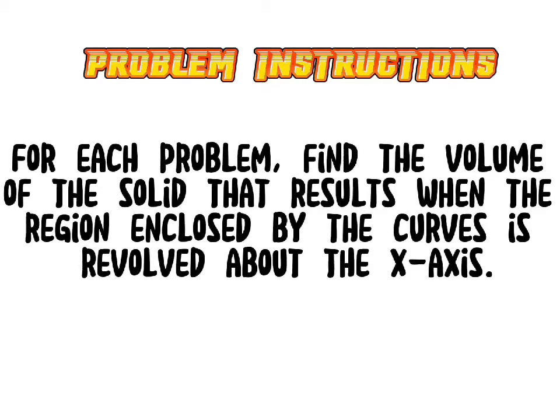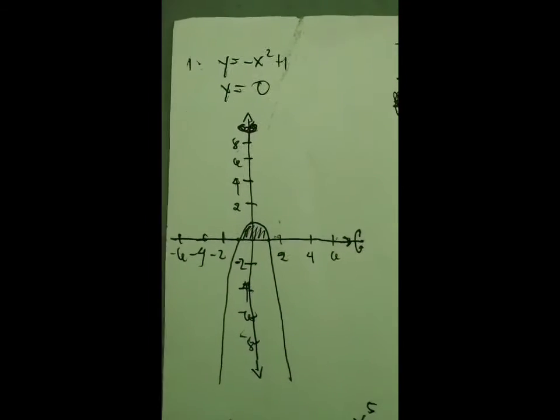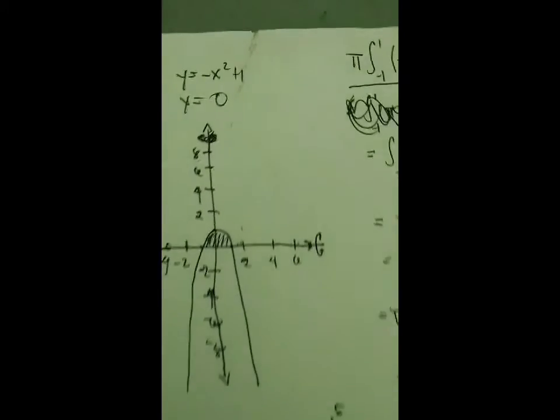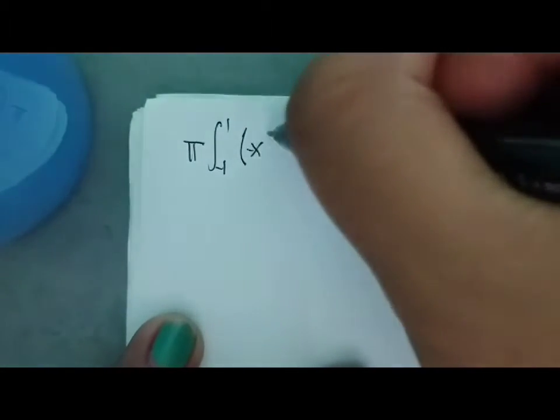Problem instructions. So here is the given number 1. y is equal to negative x squared plus 1 and y is equal to 0. So now let's find the volume of the solid that results when the region enclosed by the curves is revolved about the x-axis. Let us use the formula pi integral from 1 to negative 1 of (negative x squared plus 1) squared dx.